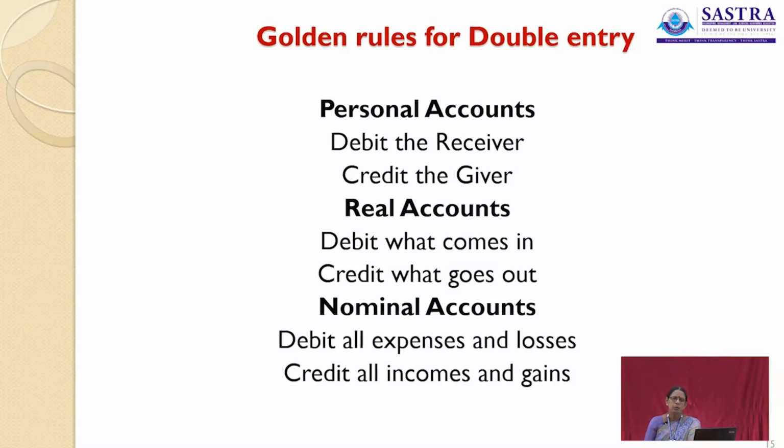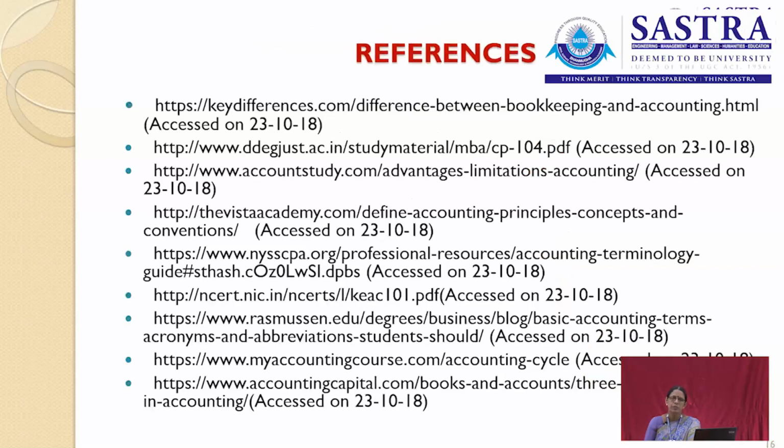Finally, we can see the golden rules for double entry. Personal accounts: debit the receiver, credit the giver. Then real accounts: debit what comes in, credit what goes out. Nominal accounts: debit all expenses and losses, credit all incomes and gains. So these are said to be the golden rules for double entry.